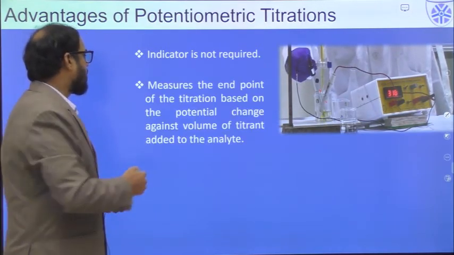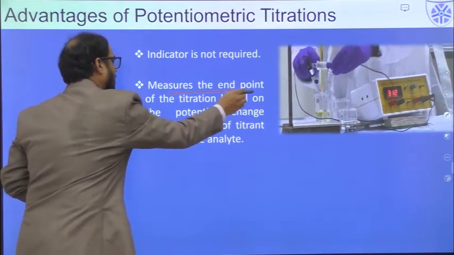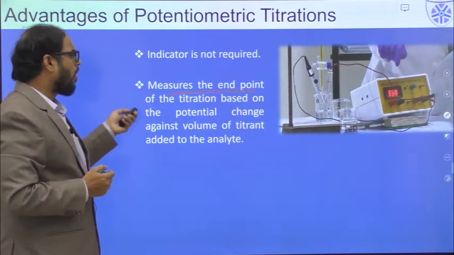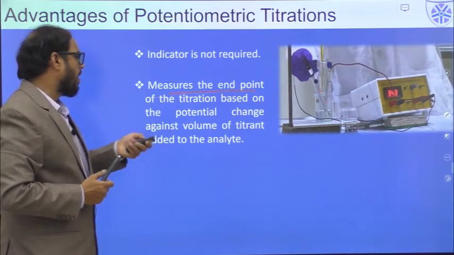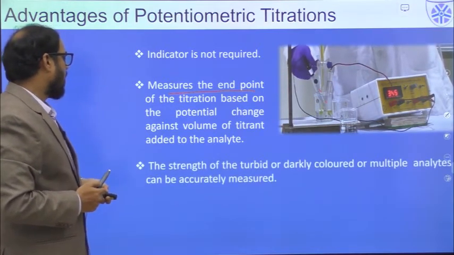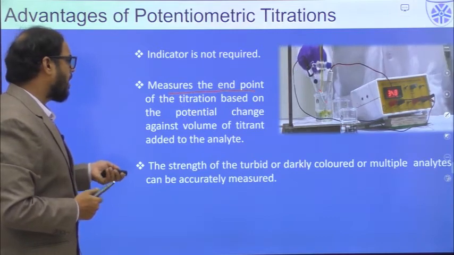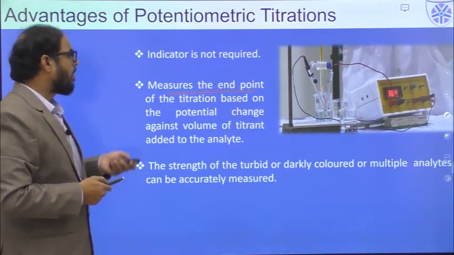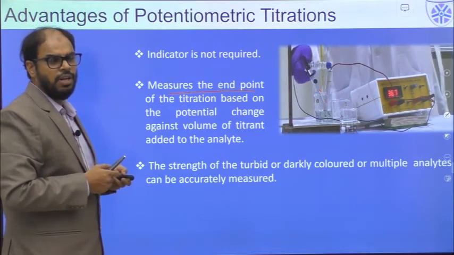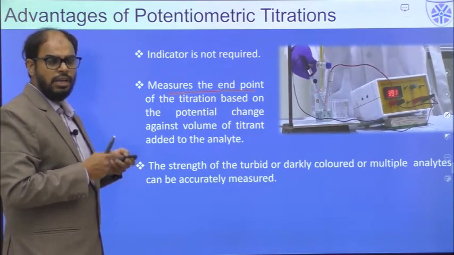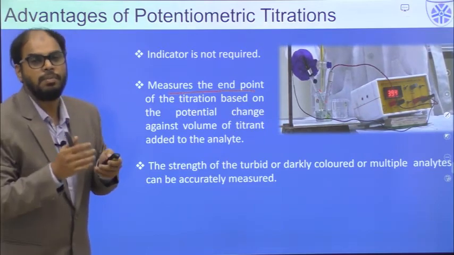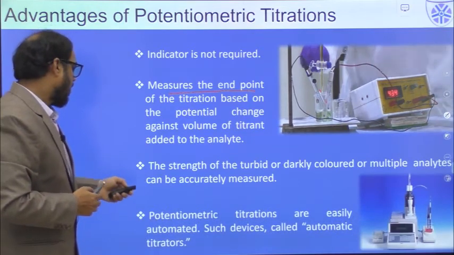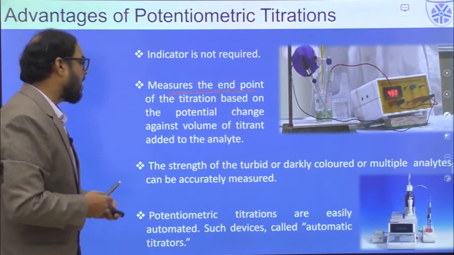And this will give the exact end point or the equivalence point based on the volume of the titrant and the volume of the analyte being used. And if we are having any turbidity or dark color or multiple analytes, we can still get the exact equivalence point. This exact equivalence point can be measured even when we are having multiple analytes in a given beaker. And finally, potentiometric titrations are easily automated.